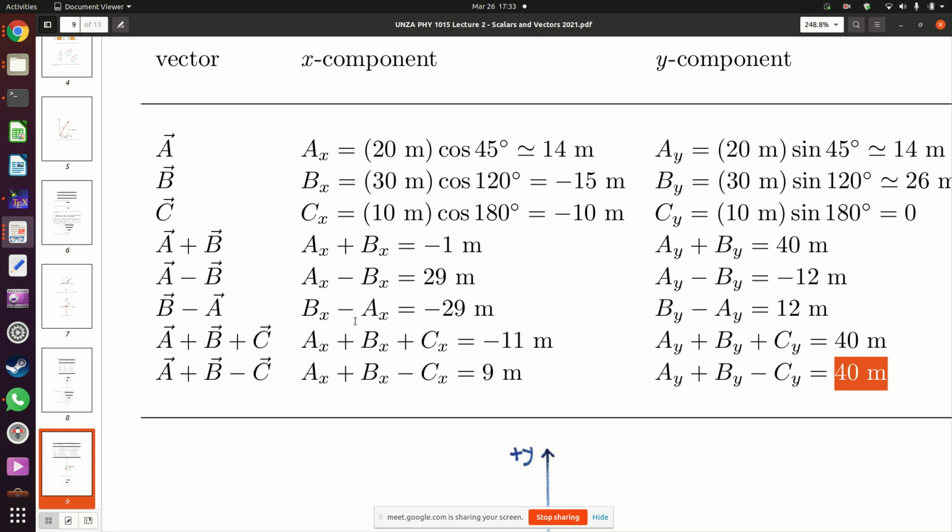Any other question? So how about if the vectors are dealing with forces? You do the same thing. It doesn't matter, because it's a vector. Whether it's force or displacement, it's a vector. You have to find how much the vector is along the x-axis and how much it is along the y-axis. You do the same steps. Whether it's displacement or force, it doesn't matter. It works for all vectors. Any other question?